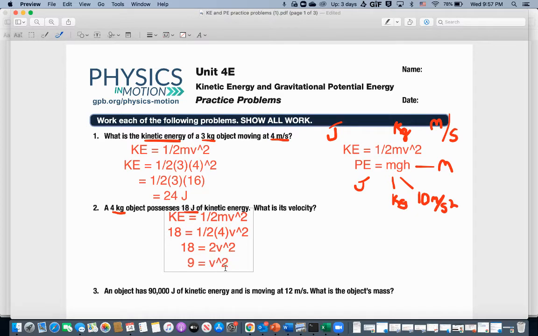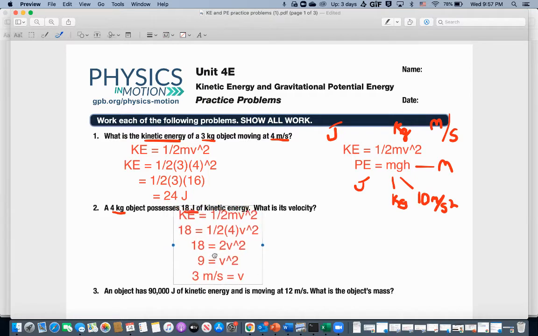Now I need to take the square root of v squared because I don't want v squared. I want v. Well, to get rid of v squared, I just take the square root of it. So that's going to give me v. And then if I take the square root to this side, I have to take it to this side. Square root of 9 is 3. So that's going to be equal to velocity here. Now I can't forget my unit. So this is 3 meters per second because I know velocity right here is always in meters per second.